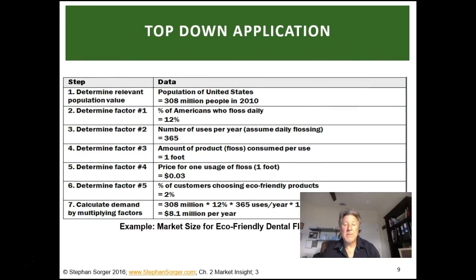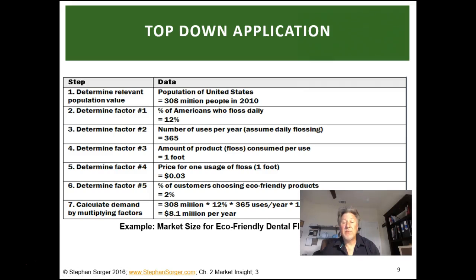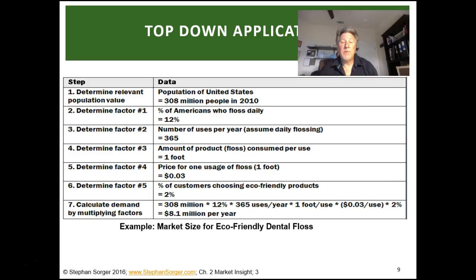And here's an example, for instance, looking at the dental floss market. So the first area is you look at the population, which we take from the census, okay, and that is 308 million people in the U.S. based in 2010. But then we get some data from the American Dental Association, which talk about the percentage of Americans who floss, which is 12%.